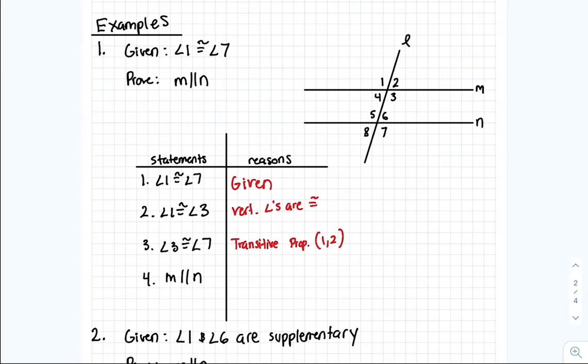Why? Because of the, I didn't even write the numbers here. Corresponding angles postulate converse theorem. So with all of these converse theorems, anytime you have to prove that two lines are parallel, you have to end it with a converse theorem, because the converse theorems prove that we have parallel lines.